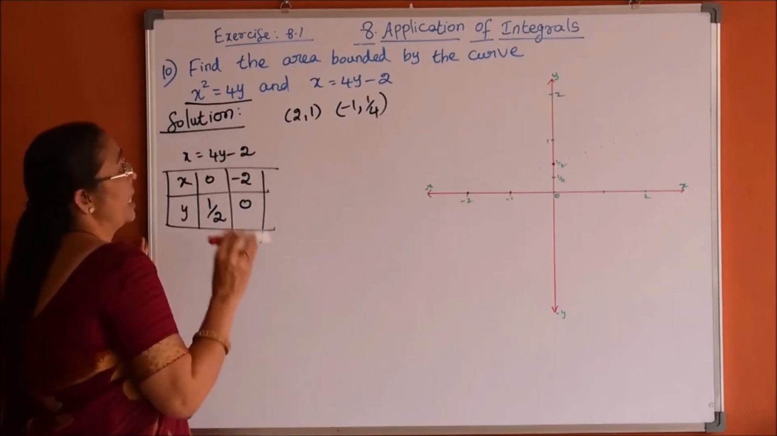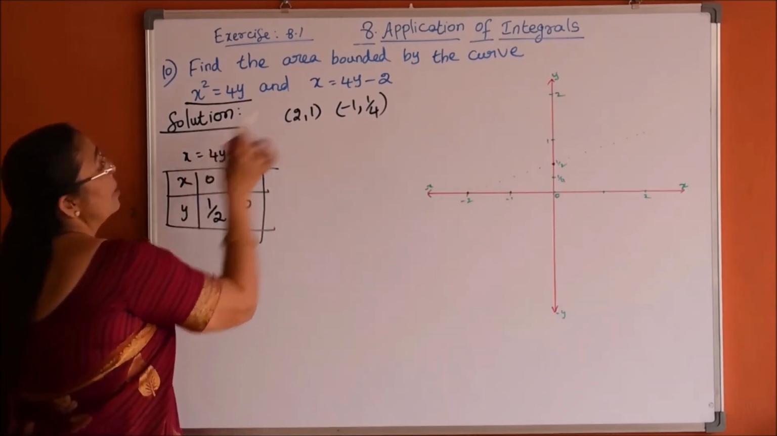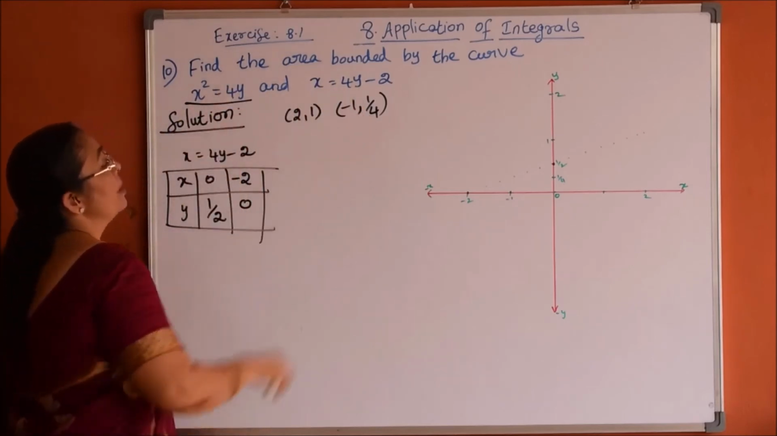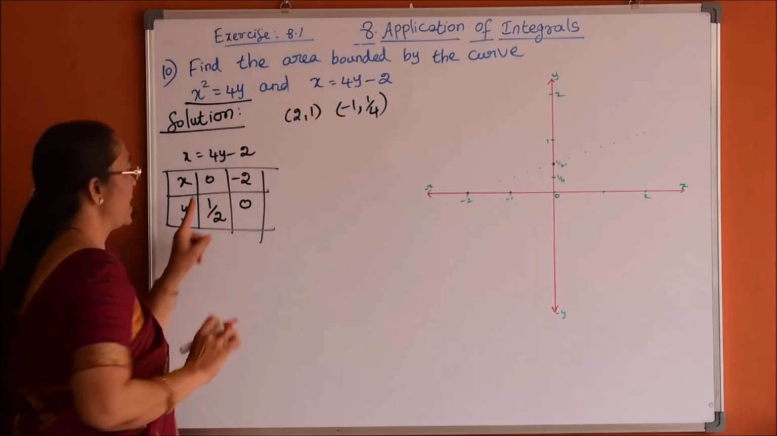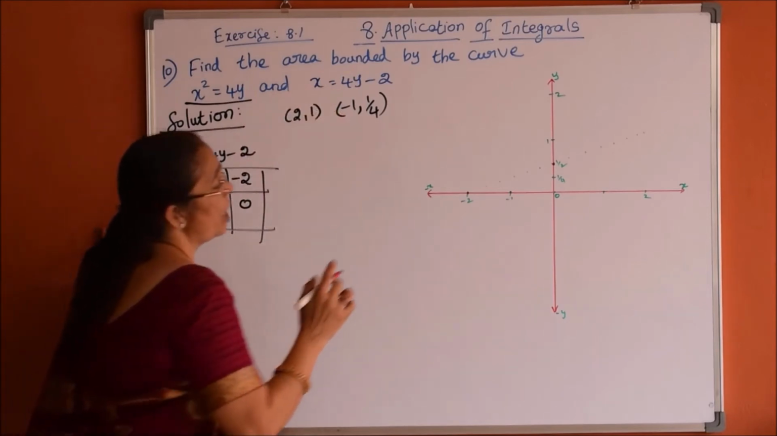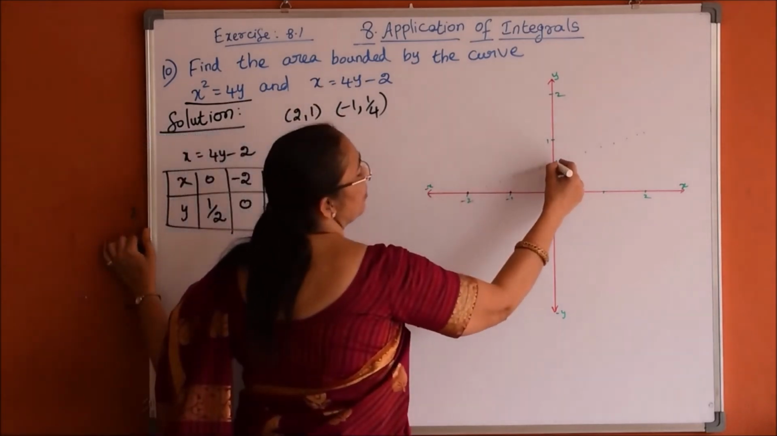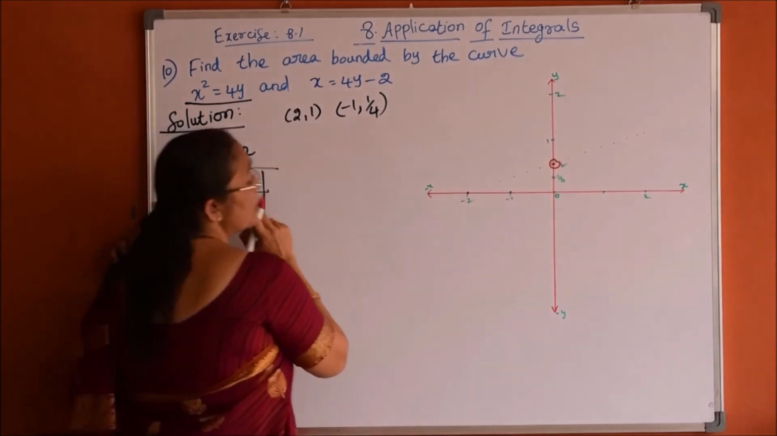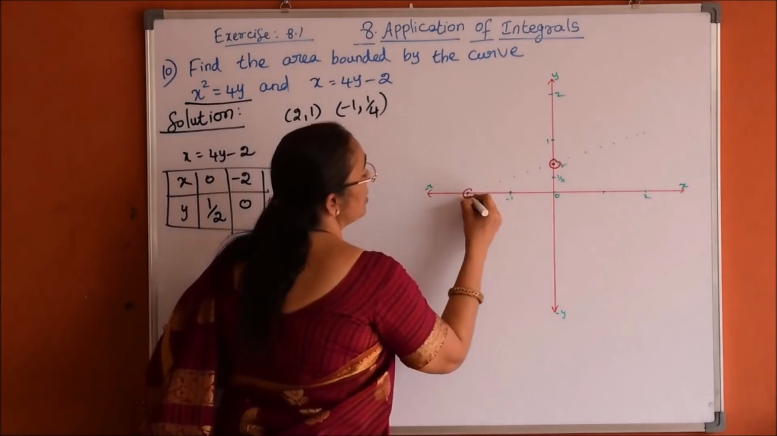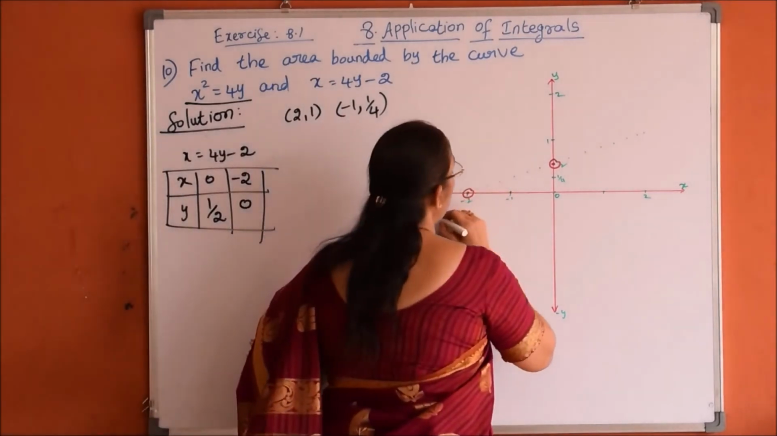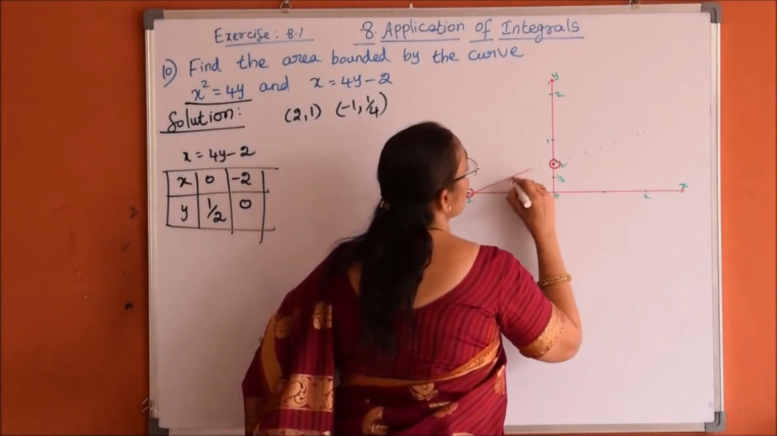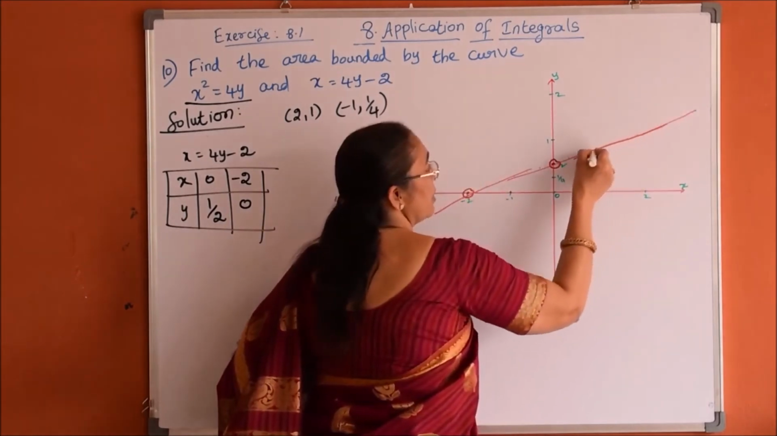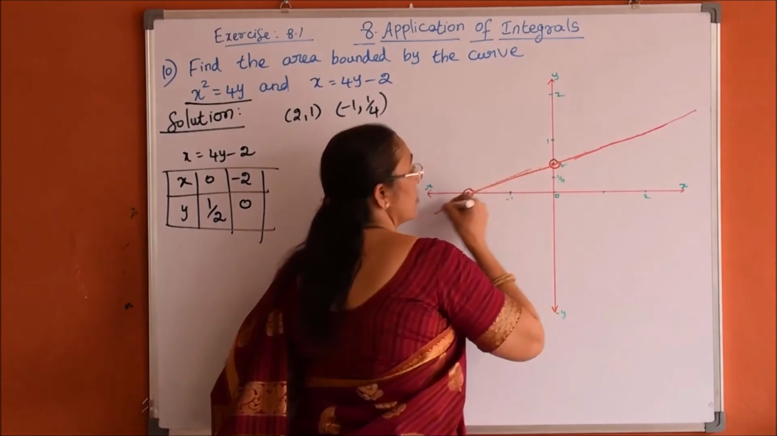Now let us sketch the graphs of x is equal to 4y minus 2 and x square is equal to 4y. For the straight line x is equal to 4y minus 2, when x is 0, y is half, here is one point, and when x is minus 2, y is 0, here is another point. So our straight line will be like this. This is the straight line. It's not a clear straight line, but I will try this.